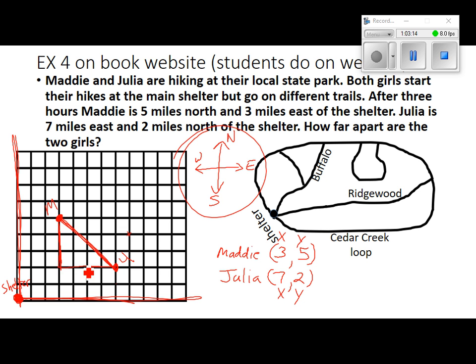If I turn this into a right triangle, how long is this side? 3. How long is this side? 4. And we figured out a few minutes ago that if this side's 3, that's a right angle. That side's 4. What's this side going to be? 5. Using Pythagorean's theorem. So we could have done it that way also. Not always. There'll be times I'll say graph it, and then, yeah, that'll be part of your work.